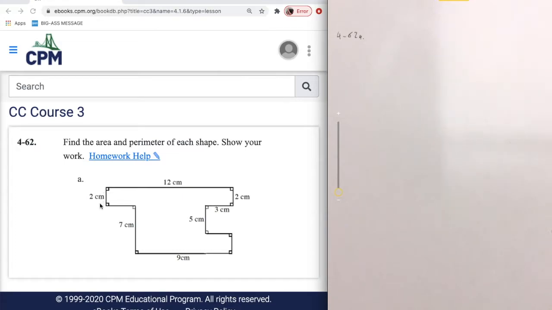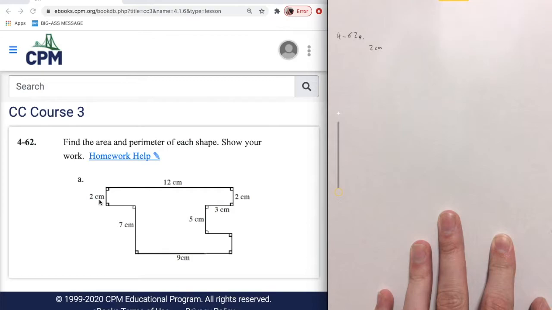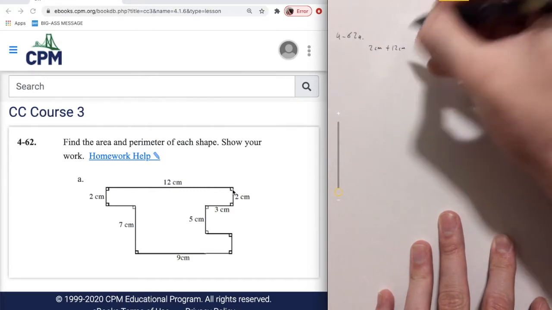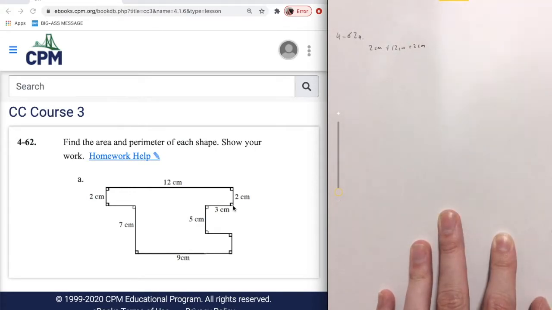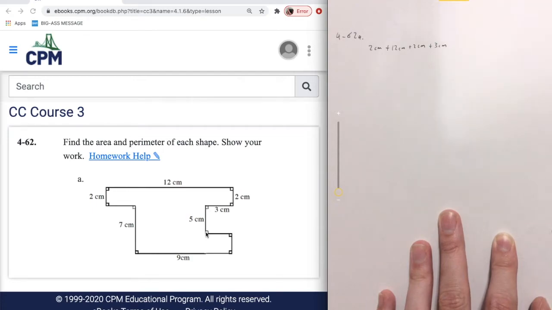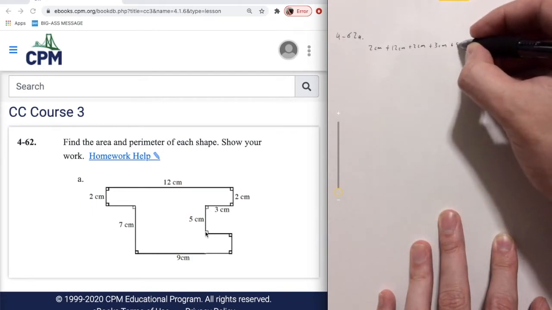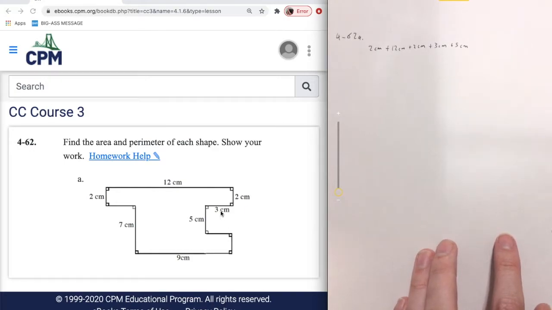So let's start here. If we start at this point and just walk clockwise around the shape, and let's just add in the lengths as we go, and then we can all add it up at the end. So we're going to start with 2 centimeters right here, and then we'll walk along this long wall, which is 12 centimeters. Then another 2 down here. And then 3 centimeters back in. 5 centimeters down here. And then we want to walk back out here again, which it doesn't say here, but we can see up here that that's going to be another 3 centimeters.